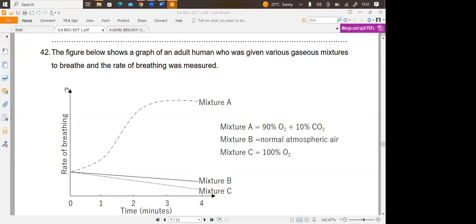Okay. In A, the rate of breathing increases because mixture A is made up of a higher percentage of carbon dioxide than the normal carbon dioxide. So the increase in carbon dioxide in the blood is going to stimulate the receptors, the chemoreceptors, which send impulses to the medulla, to the inspiratory center in the medulla.